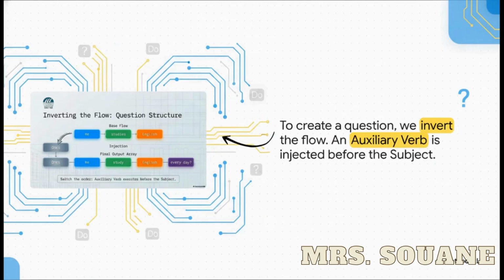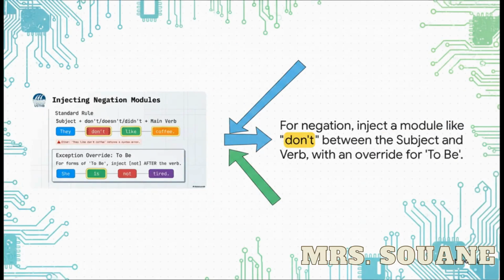So how do we switch things up and ask a question? Well, we basically invert the flow. What we do is inject an auxiliary verb, something like do or does, right at the very beginning before the subject. And that one little change completely alters the execution from a statement into a question. And for negative sentences, it's a really similar logic. We just inject a negation module, like don't or doesn't, right between the subject and the main verb. But, and this is important, notice that there's a special override for the verb to be. In that case, the not gets injected after the verb, as in, she is not tired.